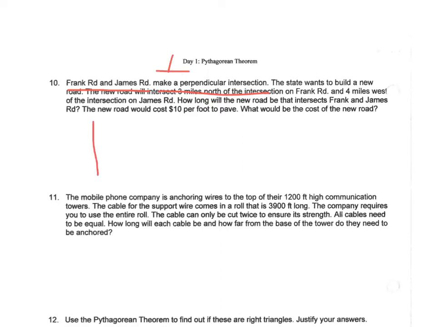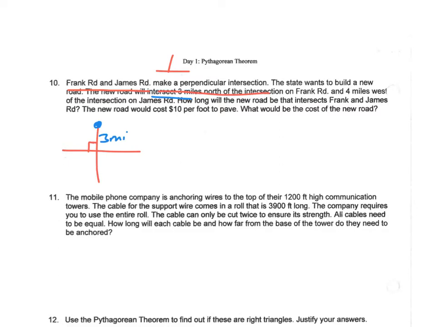So you can imagine that, okay, here, that's a terrible line, you guys. I'll try to do better on this one, but straight down, straight across, let's say that's a right angle right there. They make a perpendicular intersection. There are my 2 roads. And the state wants to build a new road. The new road will intersect 3 miles north of that intersection, so 3 miles north of the intersection on Frank Road. So this one is Frank Road, and this distance is 3 miles.